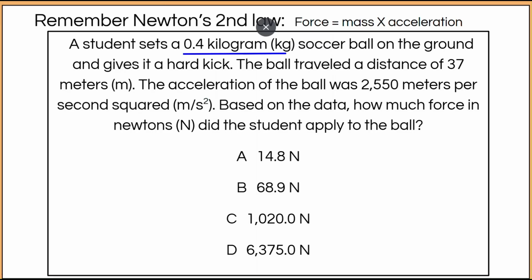So we know our mass is 0.4 kilograms, and if I look at my formula, the next thing I need is acceleration. So I keep reading. The ball travels a distance of 37 meters. Is 37 meters acceleration? No, that's just distance, right? So that doesn't help me right now for this problem.